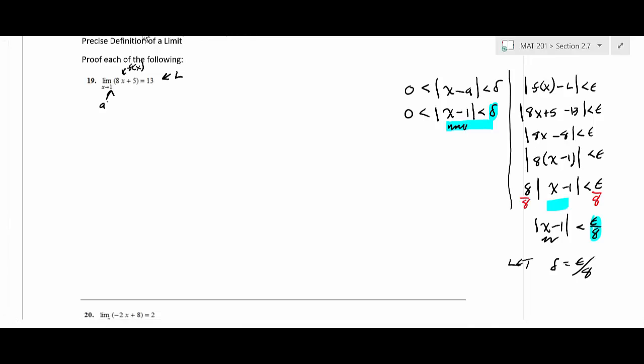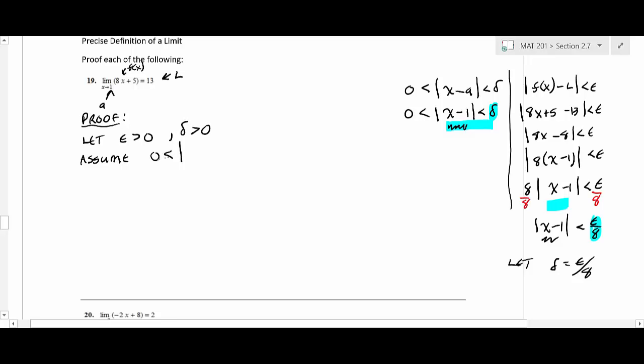Our proof just always kind of goes like this. You want to formally say these things. You want to say let epsilon be some positive number greater than 0, and you also want to let delta be a positive number, and you want to assume that 0 is less than x minus 1 is less than delta. So you're going to try to establish the connection on this.